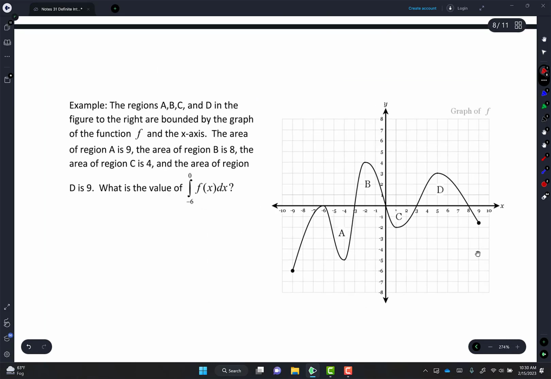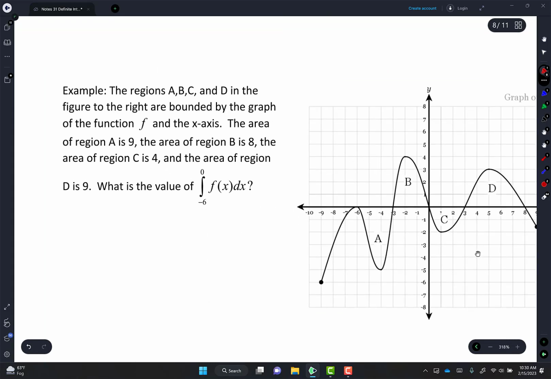All right. Same question. The area of the region A is 9, so this is 9. The area of region B is 8, so this is 8. And the area of region C is 4, and the area of region D is 9. Okay. So this time they want the area from negative 6 to 0 of f of x dx. Again, I'm going negative 6 to 0. So this is below the x-axis. So negative 9 plus 8, negative 1.